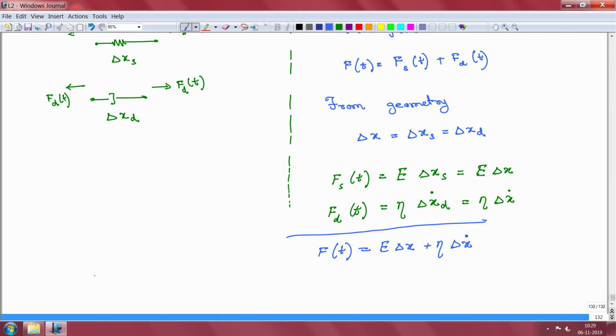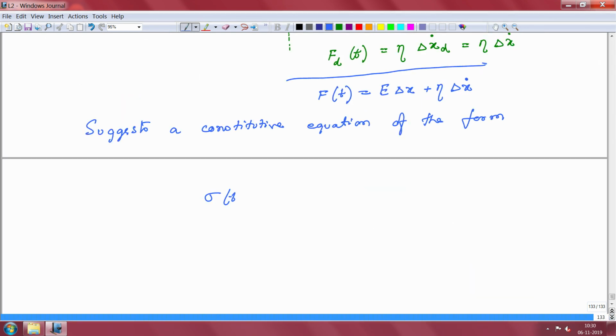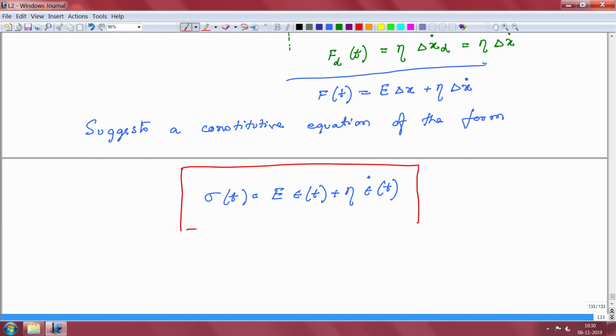So, this suggests a constitutive equation of the form sigma(t) is equal to E times epsilon(t) plus eta times epsilon dot. And this is the governing constitutive relationship for the Kelvin-Voigt model.